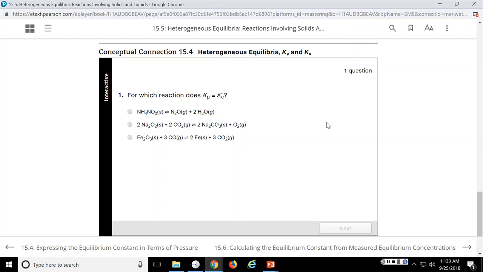You have to pay attention both to the states and to what it is you're looking for. In this particular question, when does Kp equal Kc? You had to know that happens when delta n equals 0, because when the moles are equal, the pressures and concentrations are equal. That should make sense to you. And you have to pay attention to what we ignore, because solids don't matter; only the aqueous or gaseous ones matter. Okay, make sense?